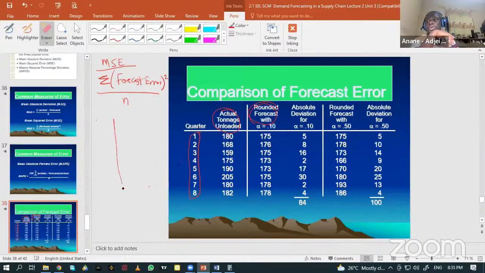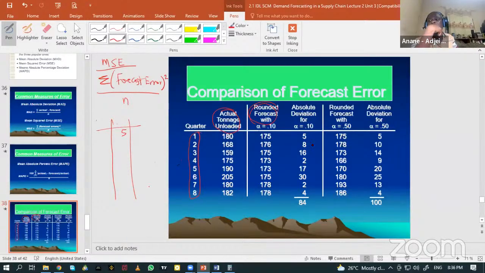So we are supposed to do the square of it. The square of it. So it's going to be 5 square, 8 square, 16 square, 2 square, 17 square, 30 square, 2 square, and 4 square. Then when we are done, we add them together and divide by the number of periods. So let's go. 5 square is 25.